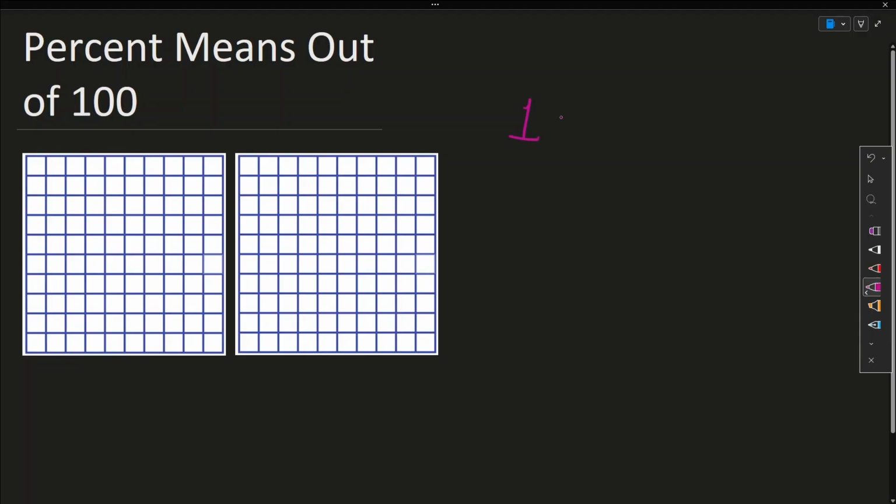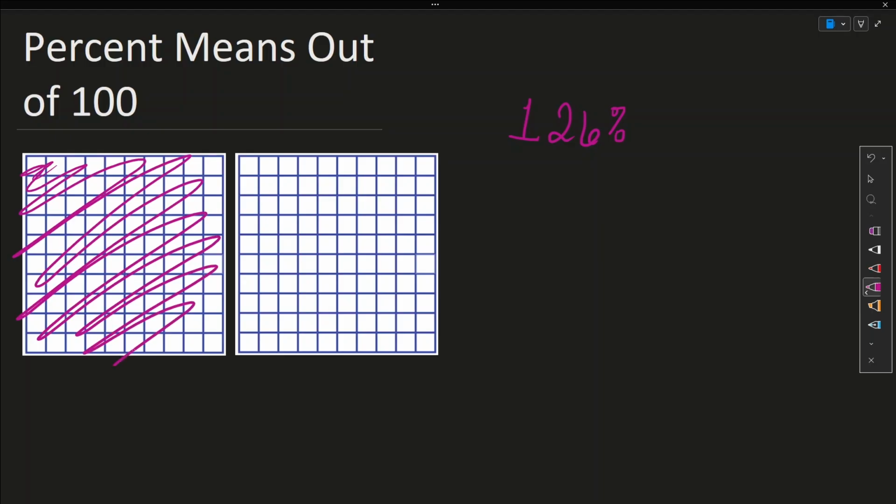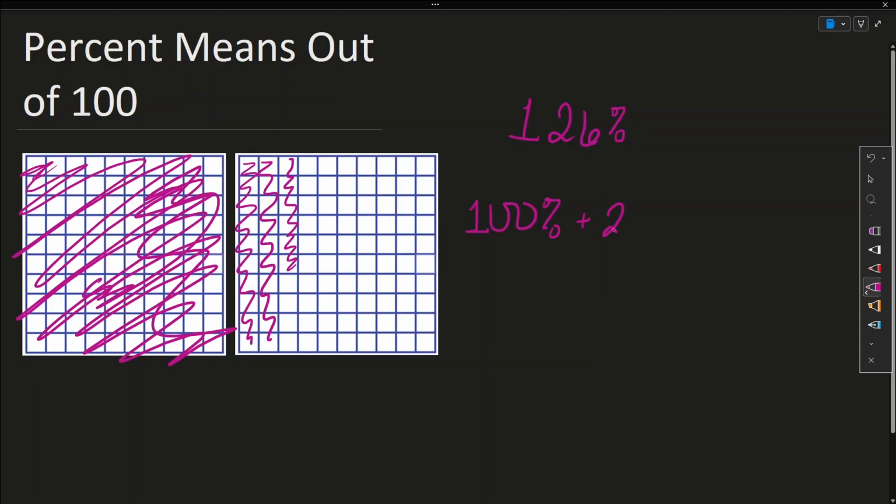Now, what if we want to shade 126%? This is greater than 100%, so one grid will not be enough. One full grid, if I shade the entire grid, represents 100%. Then we need 26% more. So we shade one complete 10 by 10 grid, and then on the second grid, we need to shade 26 of our small squares. So there's 10, 20, and 6. That shows that 126% is 100% plus 26%.